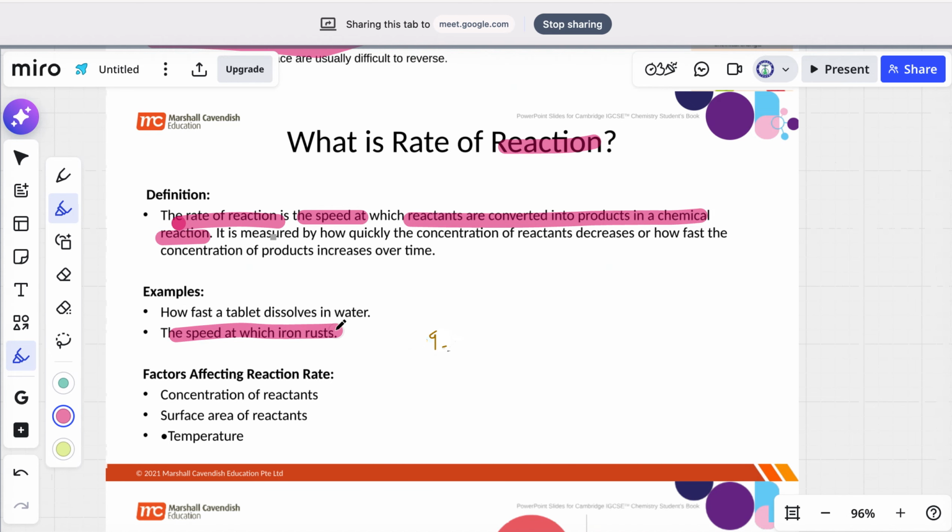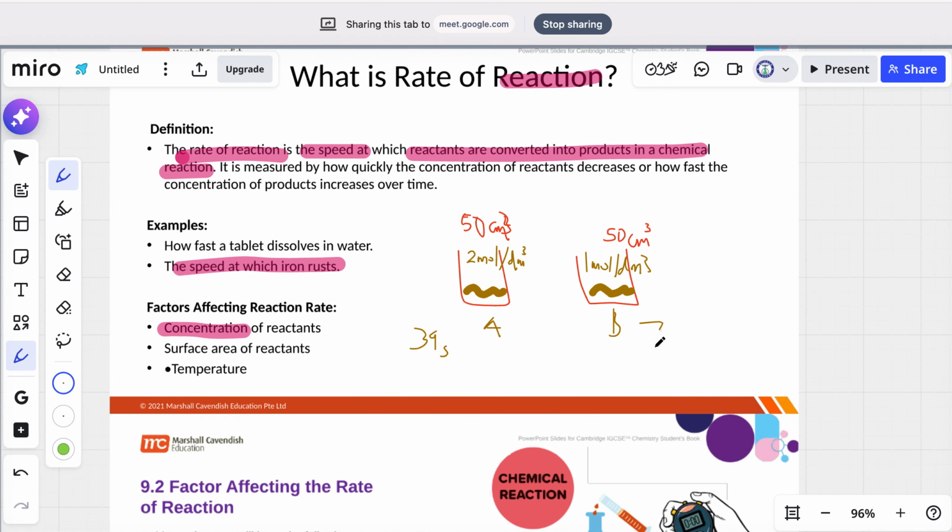Here the time is 39 seconds. Here, 78 seconds. It takes 78 seconds for the magnesium ribbon to be completely reacted in beaker B, but it took only 39 seconds for it to be completely reacted in beaker A. The magnesium ribbon is 5 centimeters here, and also 5 centimeters here. Now, what changed is that we have more particles of acid, so the frequency of collision is faster.